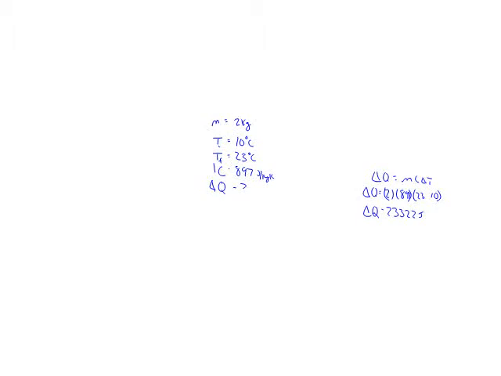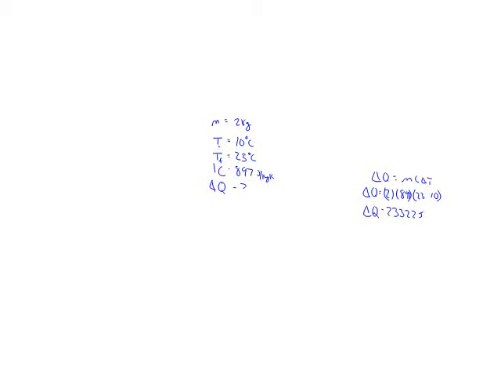Now, for the next one, you are welcome to use the big long equation or the grid. Either way is fine with me. It says a 2 kilogram chunk of aluminum at 10 degrees Celsius is dropped in 5 liters of water at 23 degrees Celsius. What's the final temperature? And it gives you the specific heat of water, and we have the specific heat of aluminum up there.